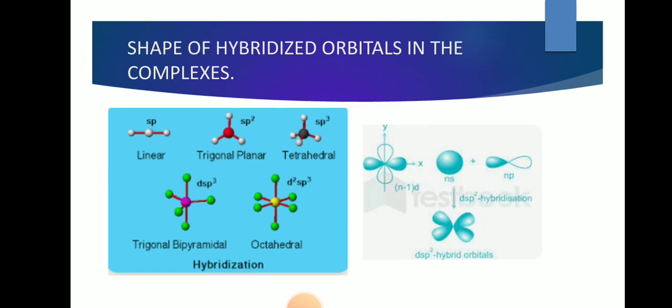You can see in this slide some of the hybridizations with their geometries. sp has linear, sp2 has trigonal planar, sp3 has tetrahedral, and trigonal bipyramidal has dsp3 hybridization, octahedral has d2sp3 hybridization, and square planar geometry has dsp2 hybridization.